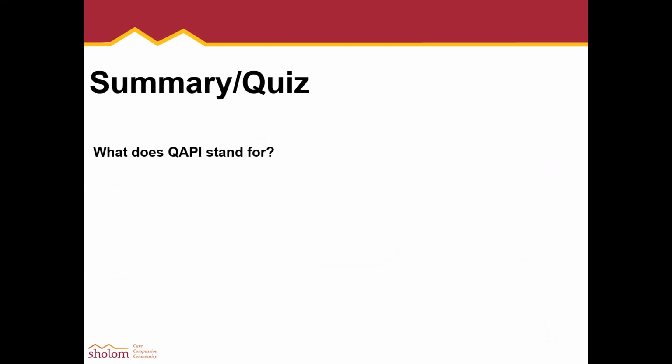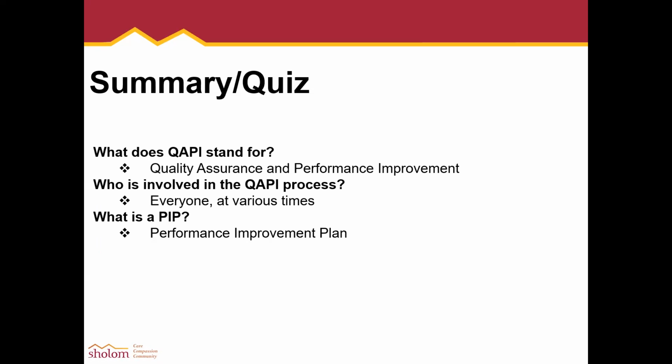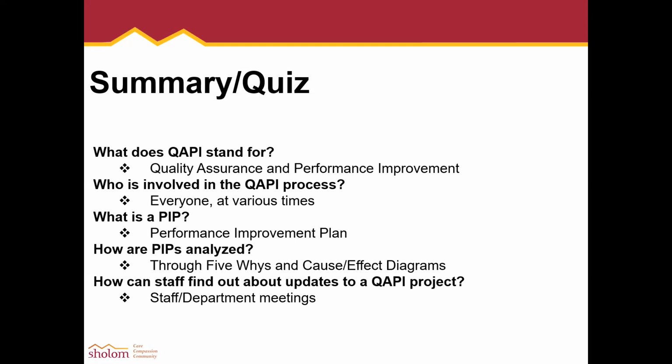Now let's review the module. What does QAPI stand for? Quality Assurance and Performance Improvement. Who is involved in the QAPI process? Everyone at various times. What is a PIP? A Performance Improvement Plan. How are PIPs analyzed? Through 5 whys and the cause and effect diagrams. How can staff find out about updates to a QAPI project? One way is through department or staff meetings.